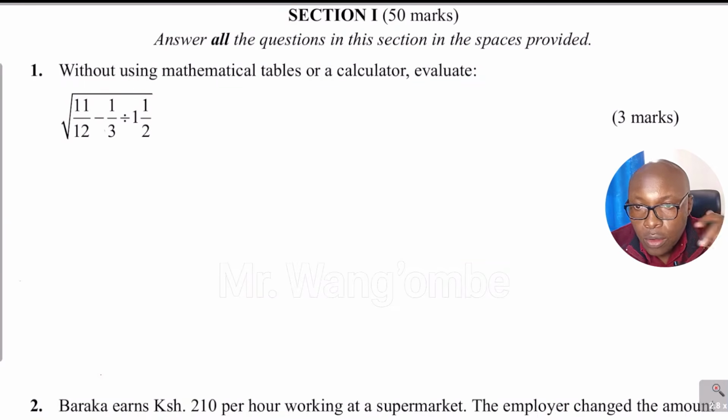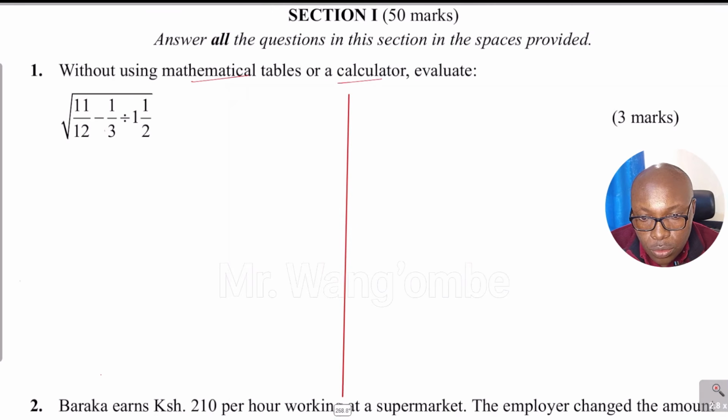Question 1, without using mathematical tables or calculator, evaluate. So in this question, you're supposed to ensure that you show all the workings and strictly adhere to the instructions given. Don't use mathematical tables or calculator. Any evidence in any of your steps that you have used the calculator can lead to loss of part of the marks or maybe all the marks. So you need to be very careful when you proceed by ensuring that you show all the workings.